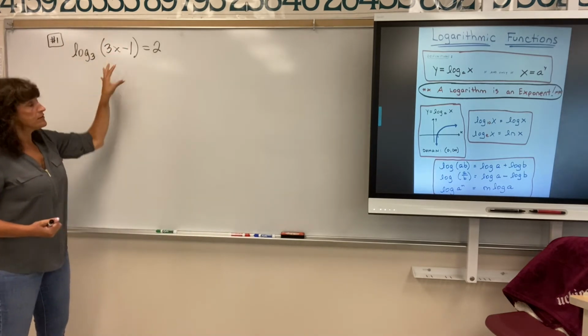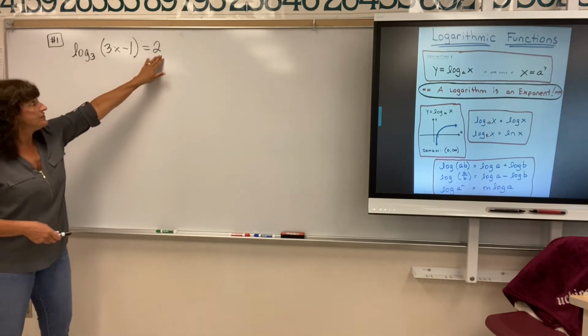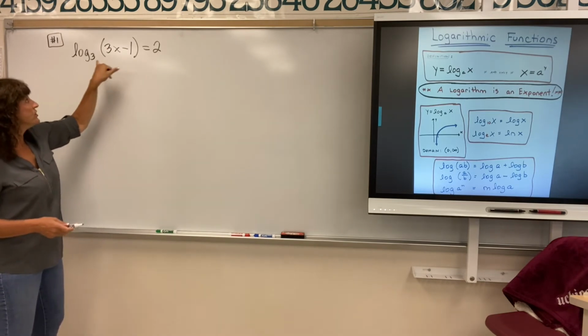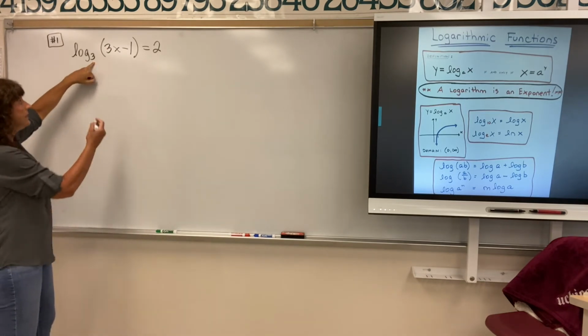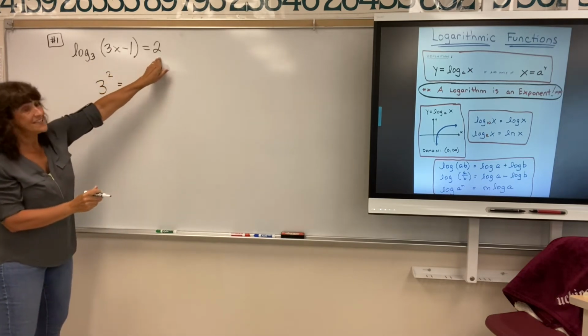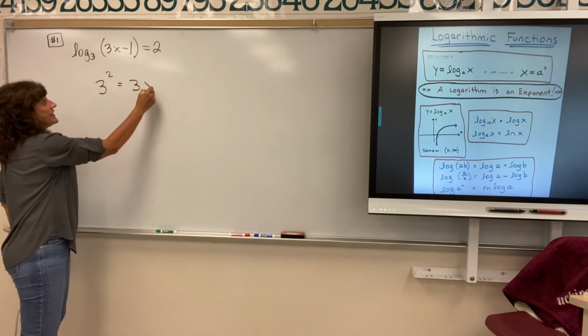Well, we're going to take the logarithmic function and change it to exponential. A logarithm is an exponent. So here's the exponent. 2 is the exponent, goes on this base 3. So we're going to take 3 raised to the second power. Logarithm is an exponent. This is the exponent, goes on that base, equals 3x minus 1.